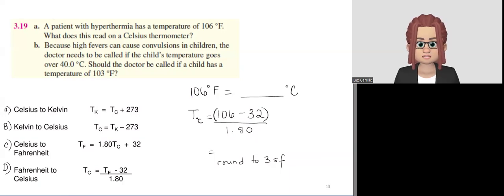So with that, take a moment and enter this into your calculator. You should have observed that your final answer is 41.1 degrees Celsius.